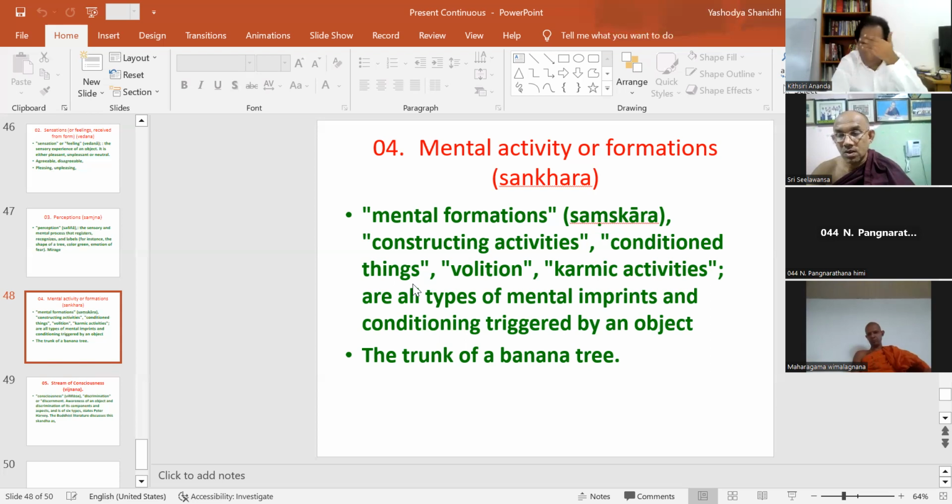In Buddhism, sankhara is compared to the trunk of a banana tree. Sankhara kadalupama. Now, you know that even though we keep our eyes closed, mental activities are popping up. Mental formations are in progress. Mental constructions are going on. All those mental processes are considered to be like the trunk of a banana tree.